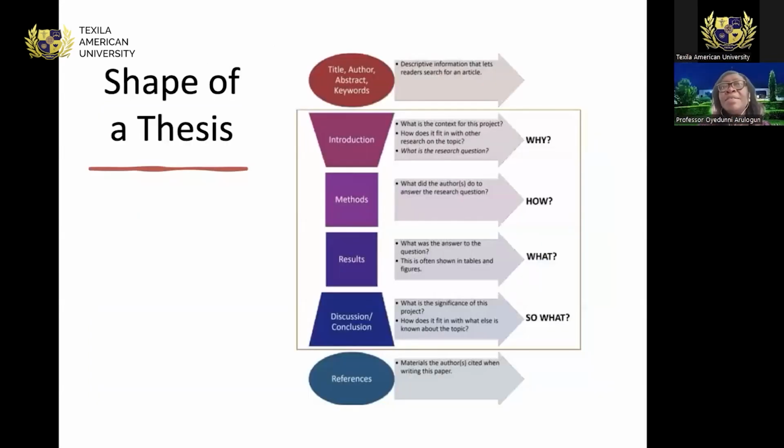Now, this is the shape of the thesis. I is for the introduction, M for the methods, R for results, and A is and D for discussion. In the introduction part of it, we are asking the question, why? What is the context of this project? How does it fit in with other research on the topic? What is the research question? So in writing our introduction, these are the questions we should answer. Why is that study being done?